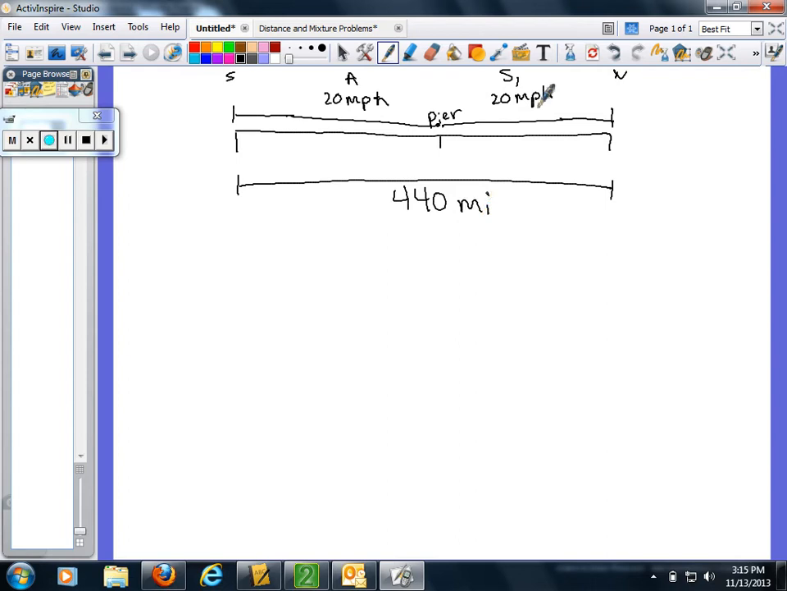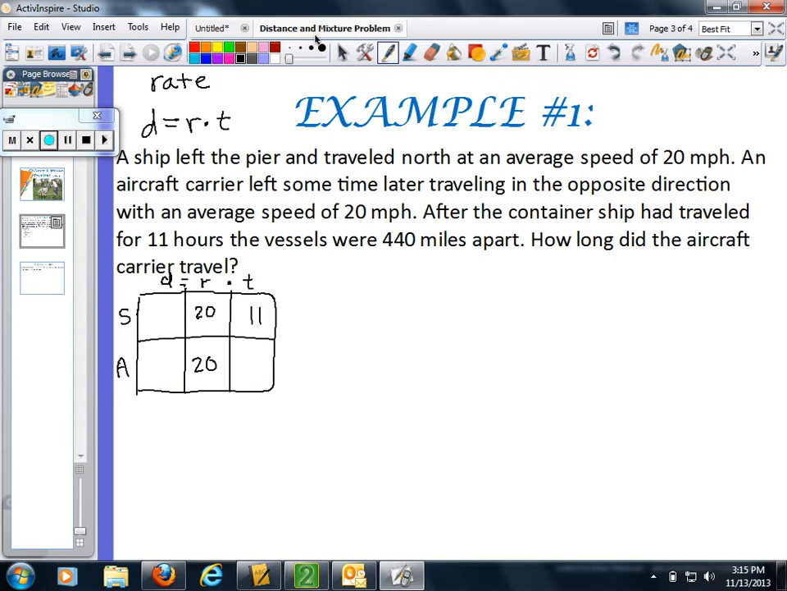Alright? And it tells us that this ship traveled for 11 hours. So now you have to ask yourself the question. First of all, how long did the aircraft carrier travel? Do we know? No, that's what it's asking us for. So this is going to be T, because we don't know how long it traveled for.